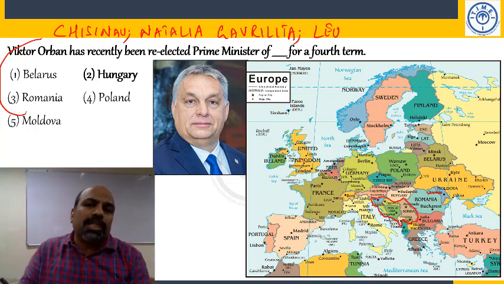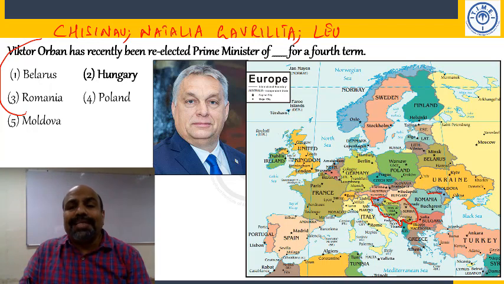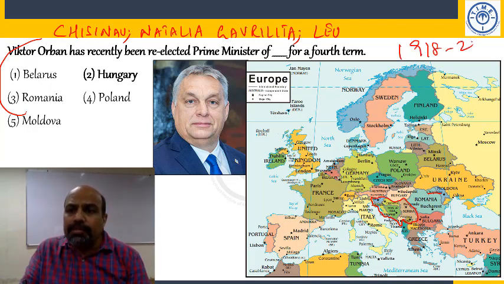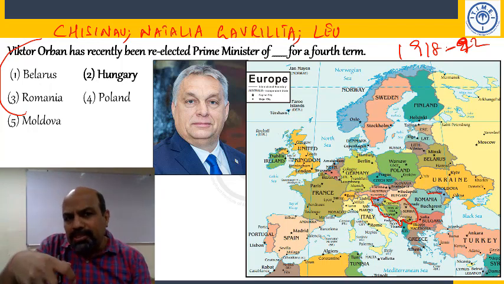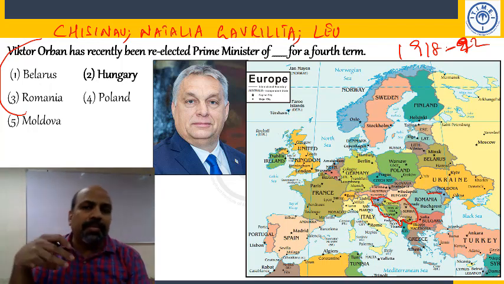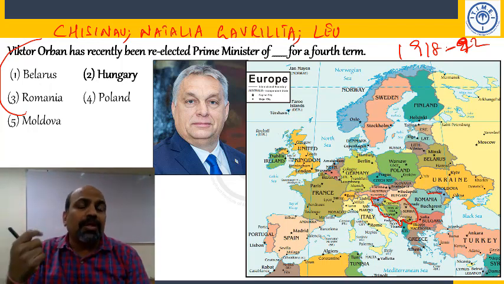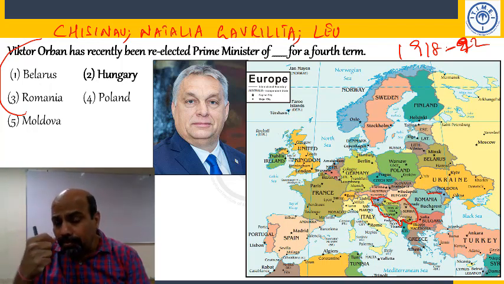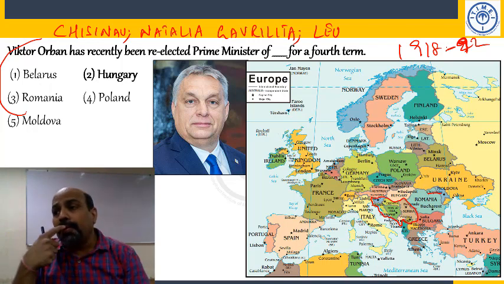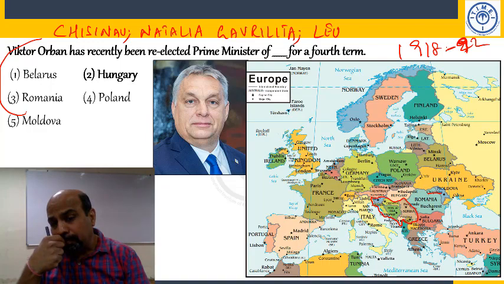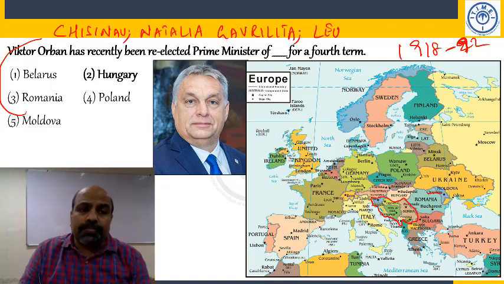This was a country called Yugoslavia. Yugoslavia existed between 1918 and 1992. In 92 it broke up and its states became independent countries: Serbia, Croatia, Bosnia and Herzegovina, Montenegro, Macedonia, Kosovo, Slovenia, all these places.